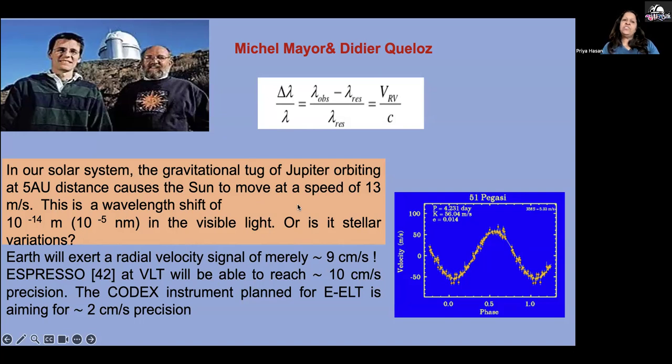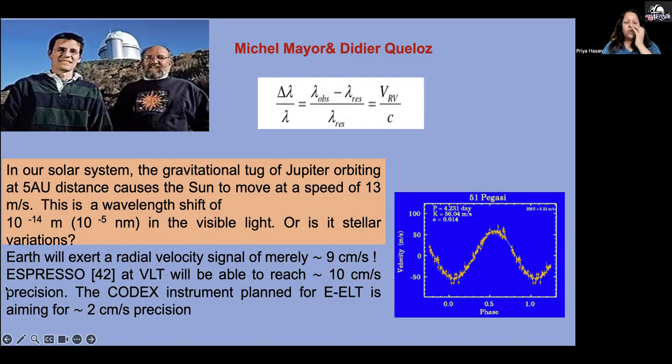But I want to just appreciate that this is a very difficult measurement to make because, for example, if you just look at the tug of Jupiter on the sun, Jupiter is at a distance of about 5 AU. 1 AU is the distance between the Earth and the Sun, which is called an astronomical unit, 150 million kilometers. And if you actually see the tug of Jupiter, it causes a radial velocity of something like 13 meters per second. So if you were to do delta lambda by lambda for 13 meters per second, you can substitute over here, you will actually see that you need a very, very high precision.